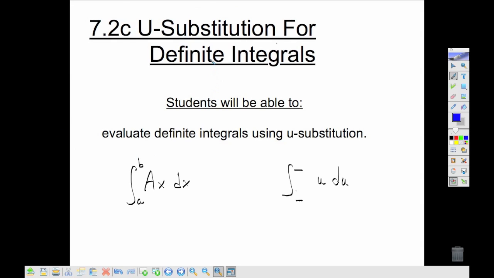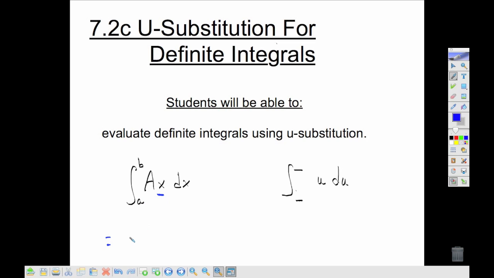We're now going to be looking at u substitution for definite integrals. Remember, definite integrals give us clear numbers, so we're going from a to b, so our answer should be a number. Now the difference with u substitution and definite integrals is that this a and b are things that we are supposed to substitute for x.